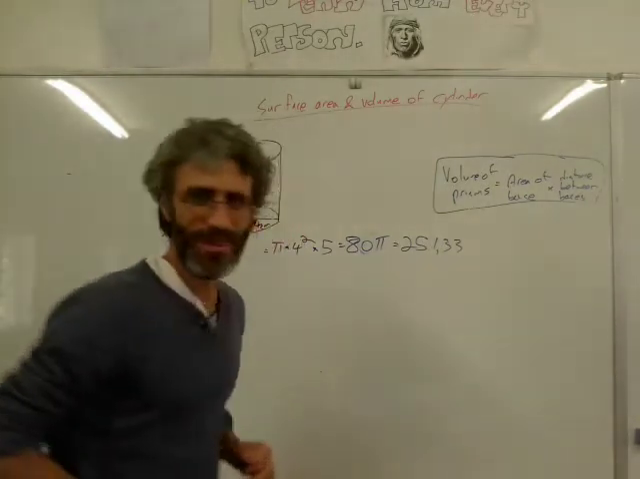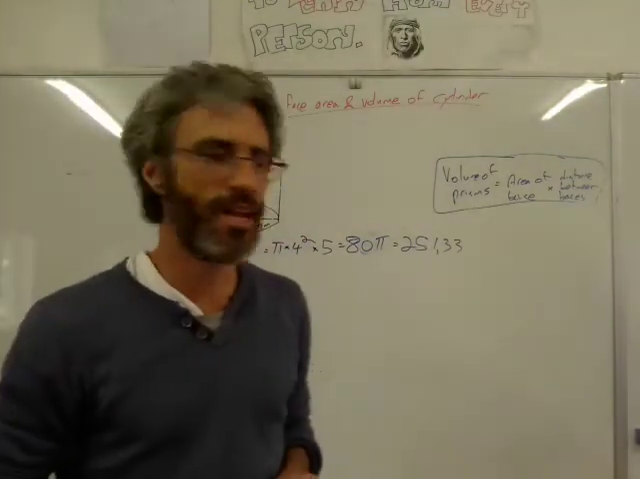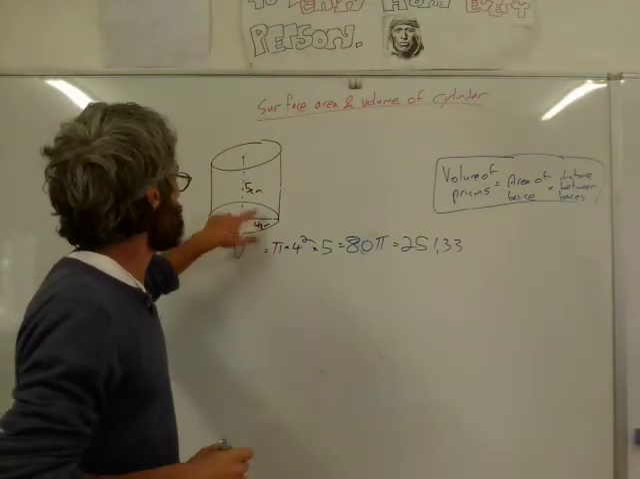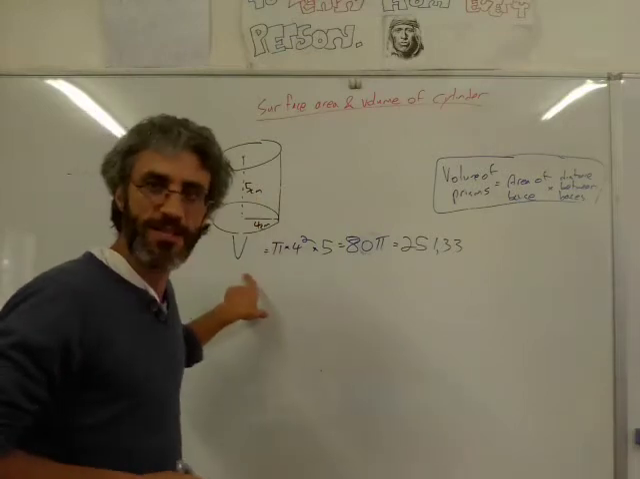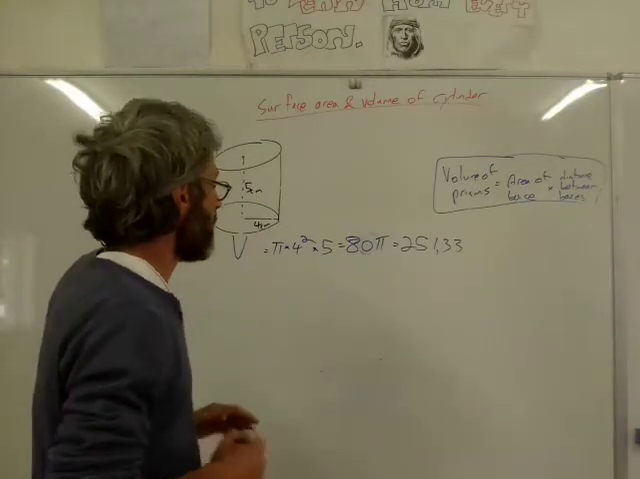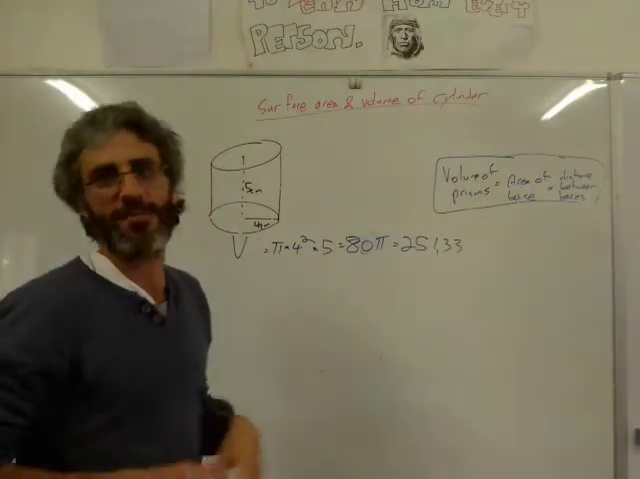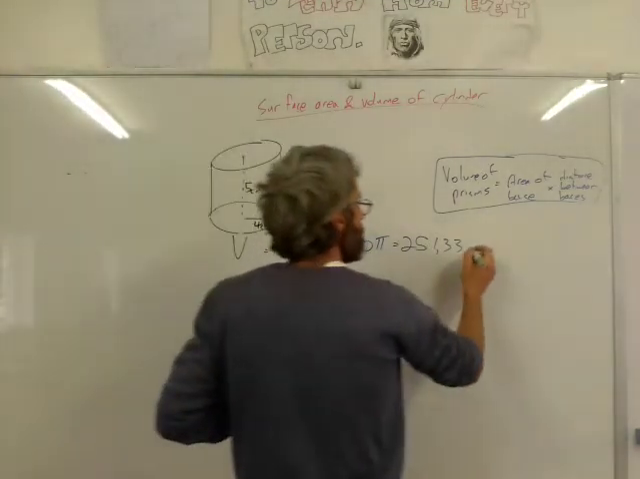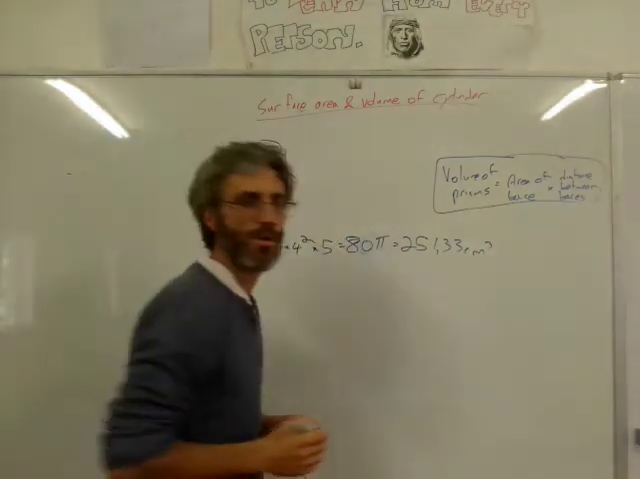Rounding it up. Now, what will be the units, do you reckon? The units I've got here are centimeters. Now, this is volume, so I'm going to multiply centimeter times centimeter times centimeter. The answer will be in centimeters cubed.